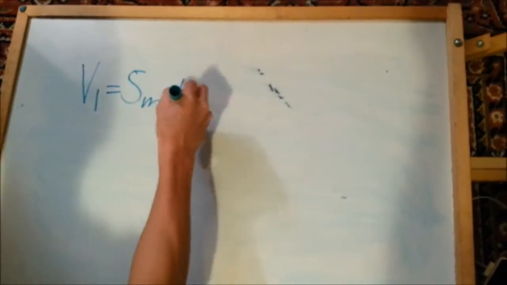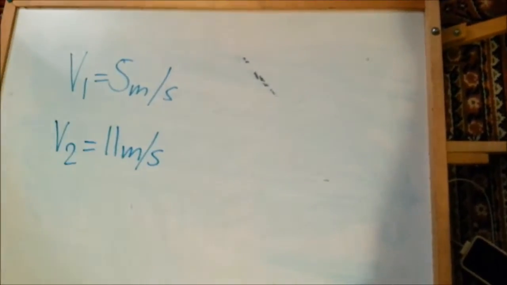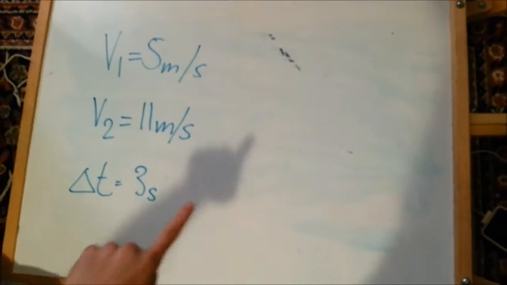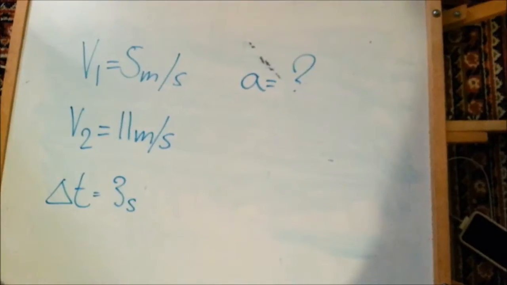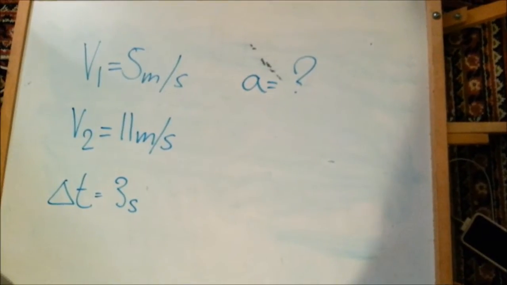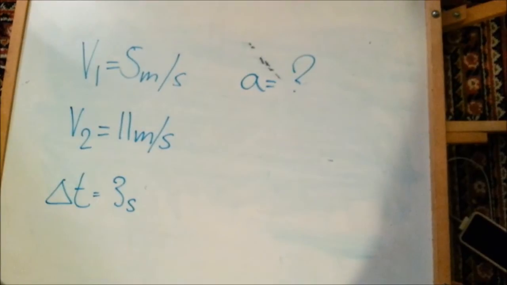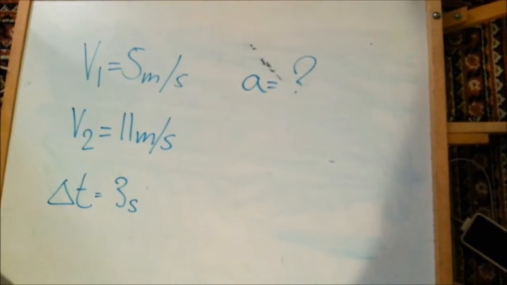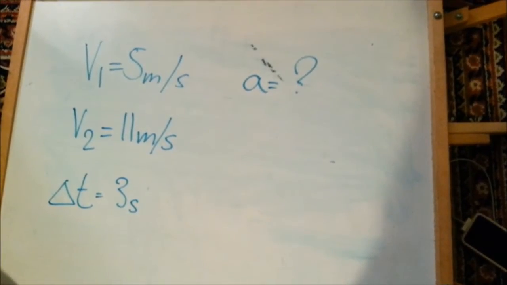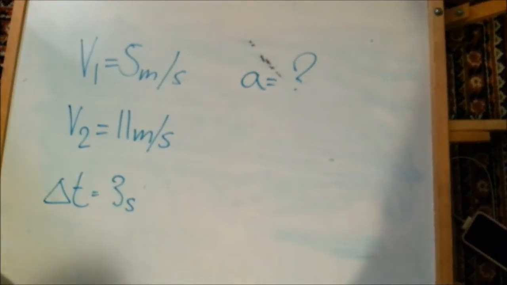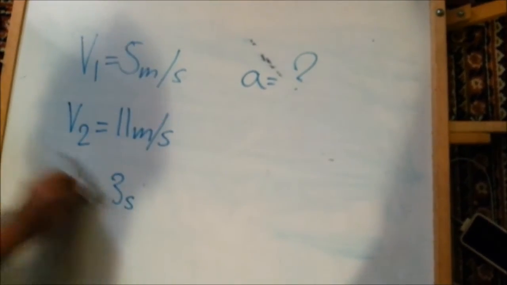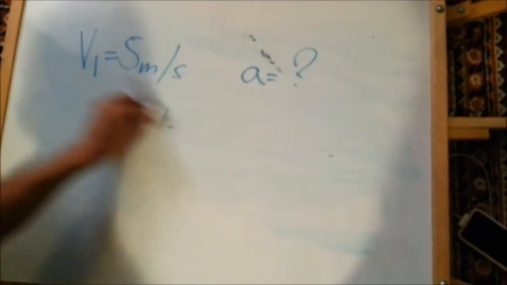To solve the question, let's gather the important information given to us from the question. We know that the initial velocity, v1, is 5 meters per second. We also know that the car speeds up to 11 meters per second in 3 seconds. So the final velocity, v2, equals 11 meters per second, and the change in time equals 3 seconds. With this information, we need to solve for the acceleration. Remember not to forget the units, as it is crucial when solving these types of problems.